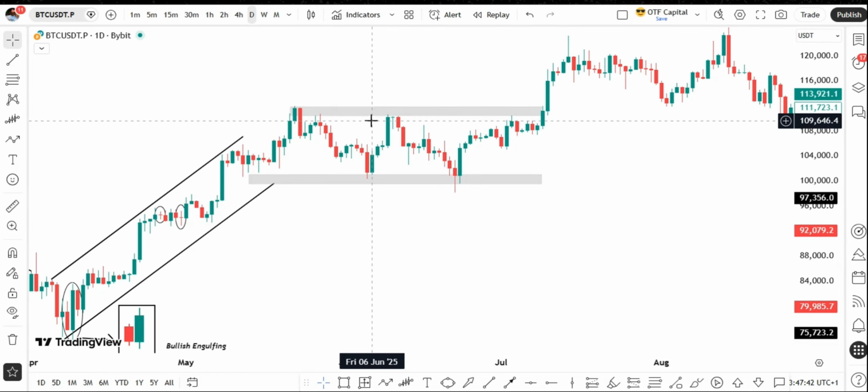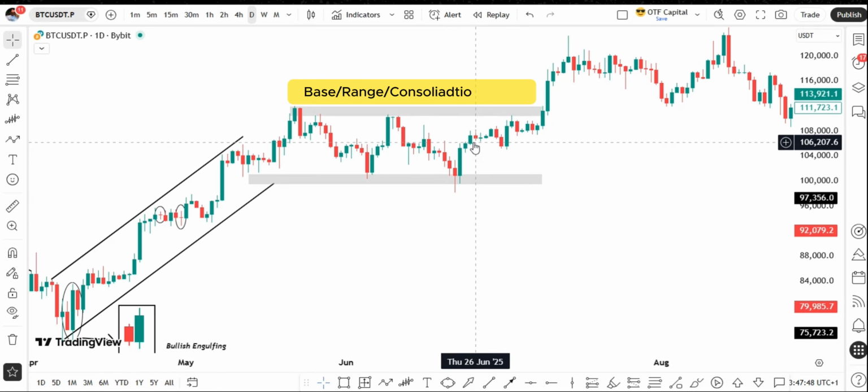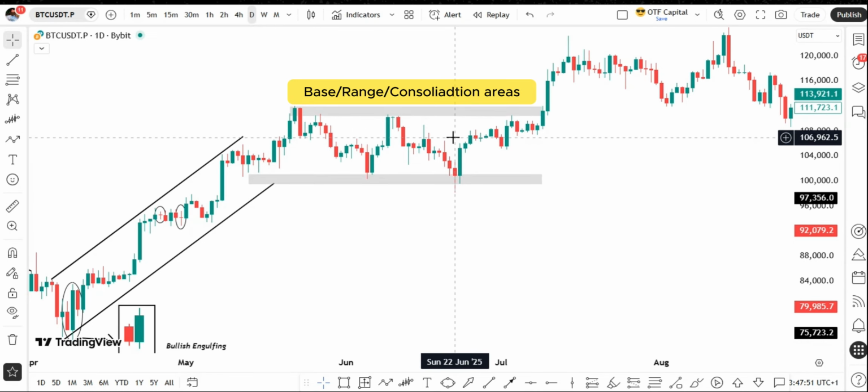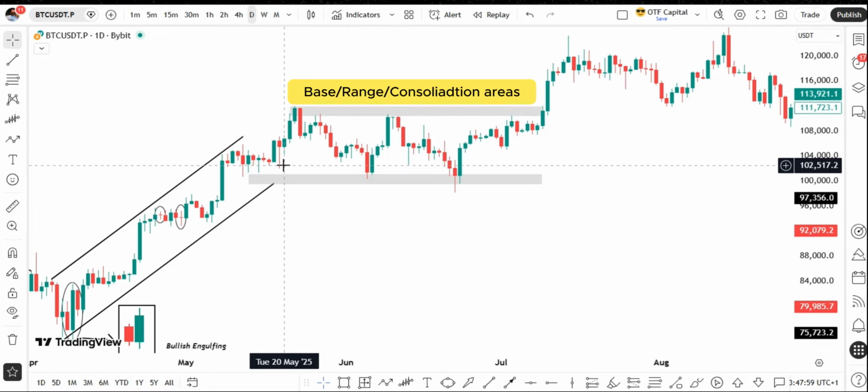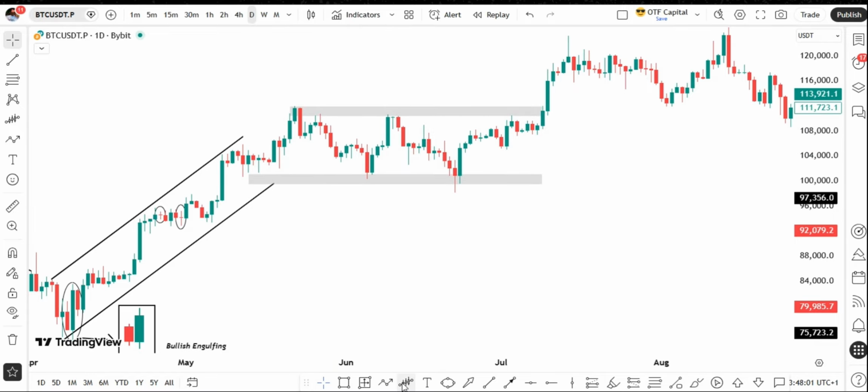So we have a sideways market. In the sideways market, as I already told you, it can be seen as a range or a base. It is a ranging market that occurs where buying and selling are balanced, causing price to move within a range. So price is neither moving up fast nor moving down fast.